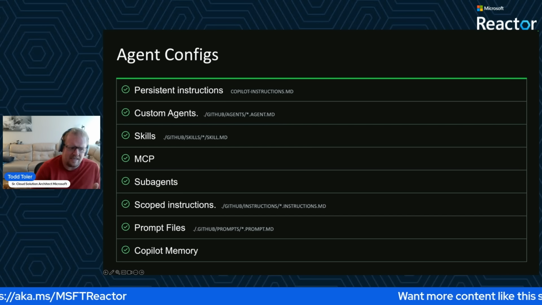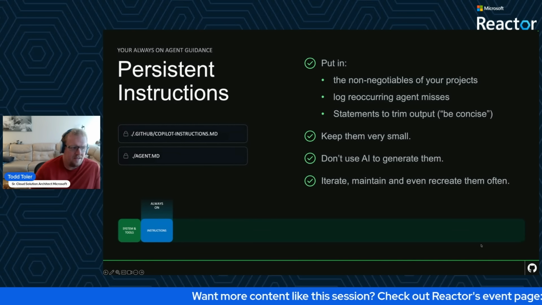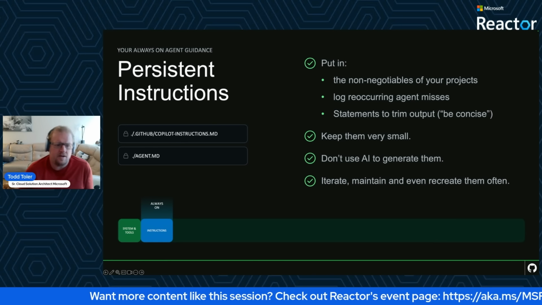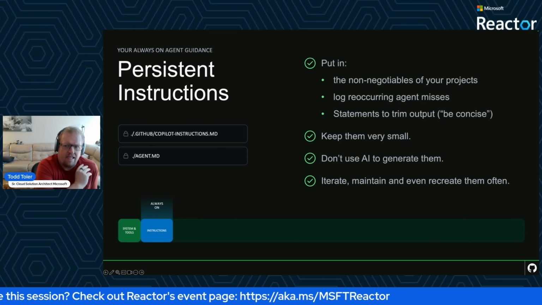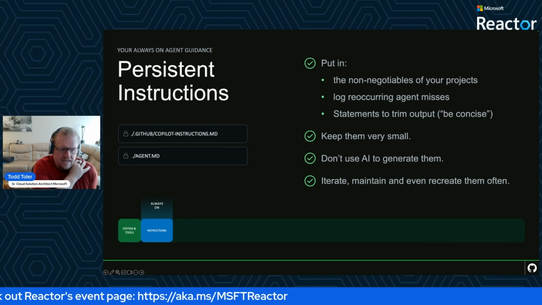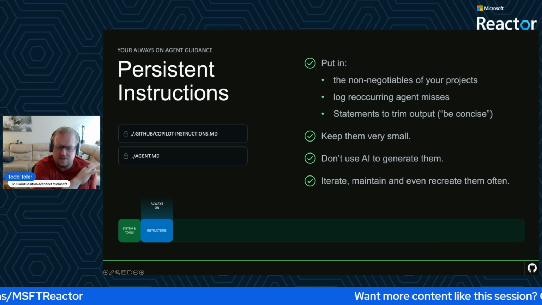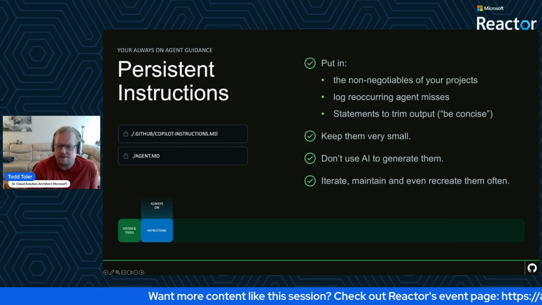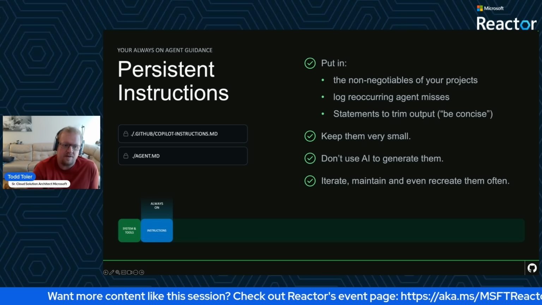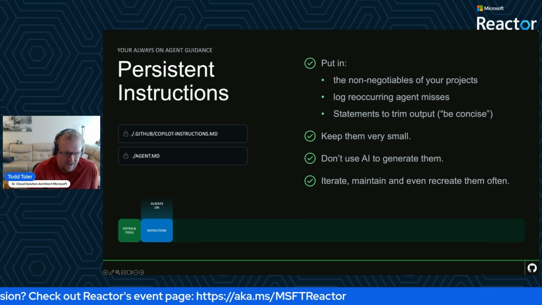So we'll look at some of these in more detail and how you can use them to improve quality and tokens. The first one is your Copilot instructions or your agent.md. These are always-on agent guidance. In a lot of cases, I've seen some really huge ones. These are put out in every context, every time you run your prompt, so they're there for every agent session and every interaction.